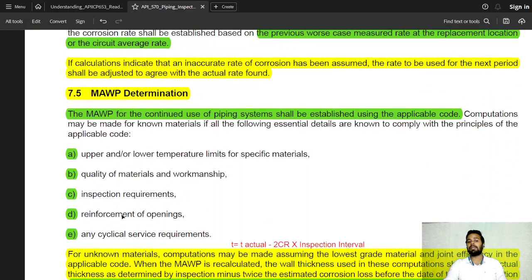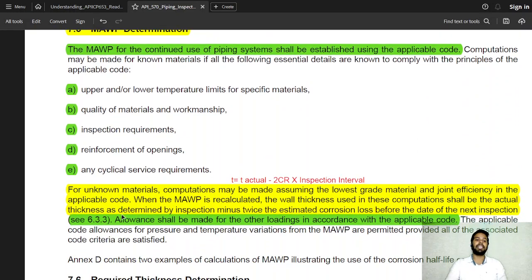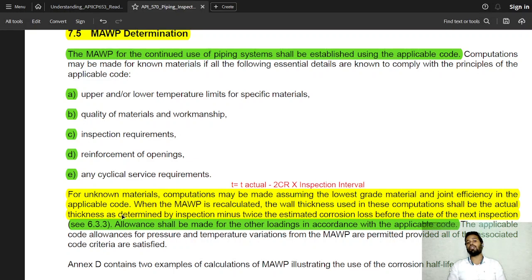Next is maximum allowable working pressure. The maximum allowable working pressure for continued use of a piping system shall be established using the applicable code. Maximum allowable working pressure is the pressure that your piping system can sustain at its maximum condition. So it's the maximum pressure that your piping should sustain in a running condition.